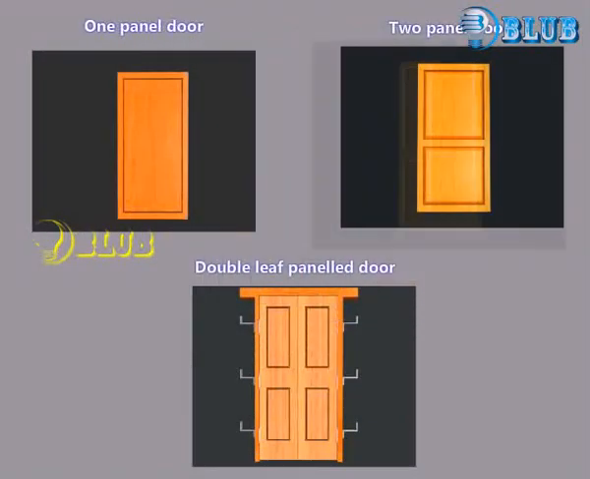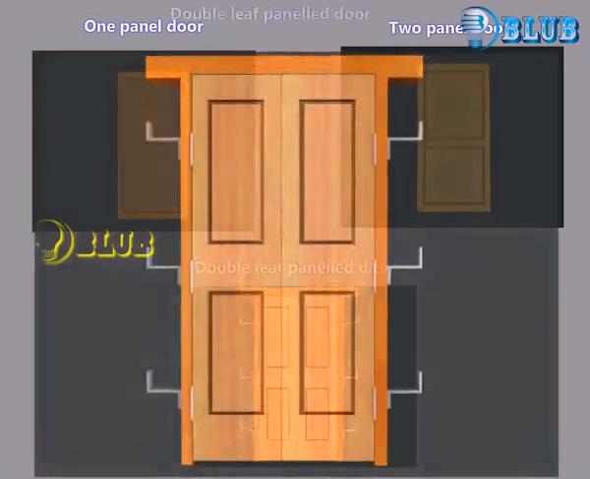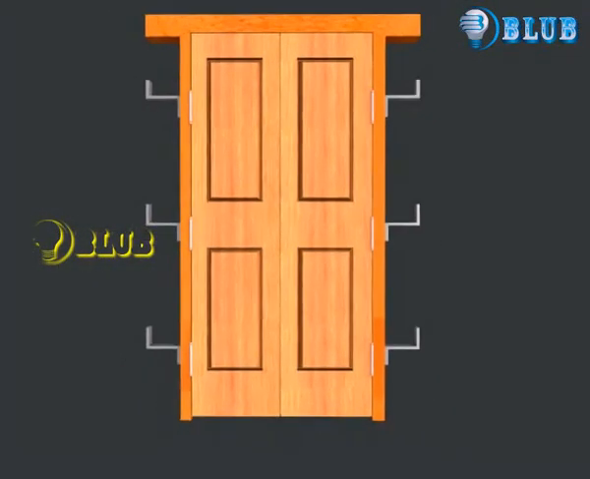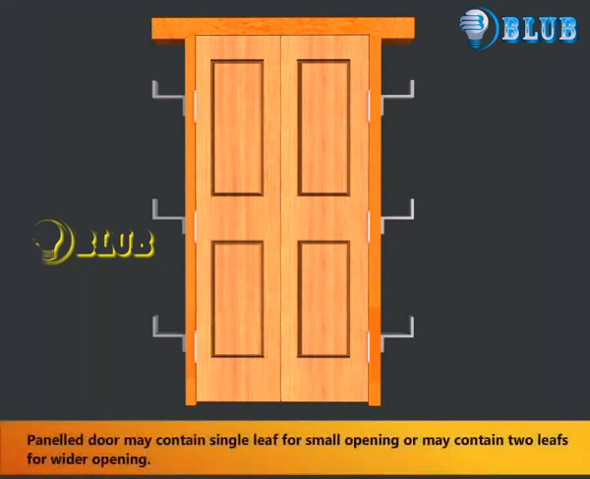Double leaf panel door. Paneled door may contain single leaf for small opening or may contain two leaves for wider opening.